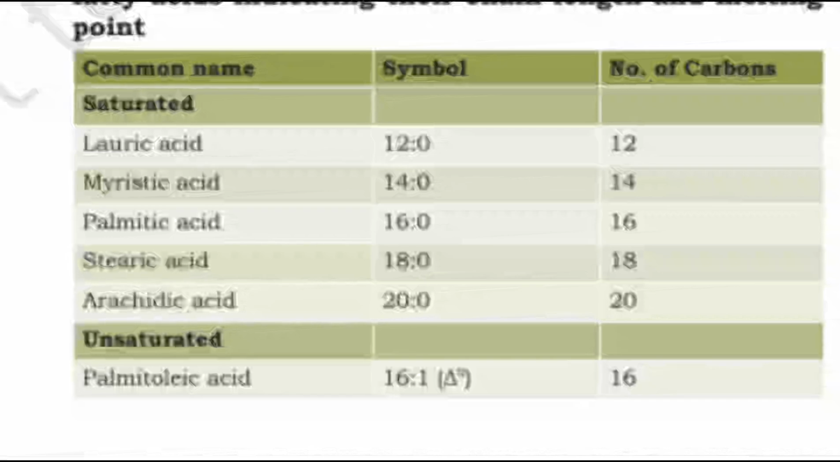So we can see the various common names of saturated and unsaturated fatty acids. Lauric acid, myristic acid, palmitic acid, stearic acid, arachidic acid, with number of carbons 12, 14, 16, 18 and 20 respectively. And unsaturated fatty acids: palmitoleic acid, oleic acid, linoleic acid and arachidonic acid. Here 16, 18, 18, 20. Palmitoleic has 16 carbons, oleic acid 18, linoleic acid 18 and arachidonic acid 20.